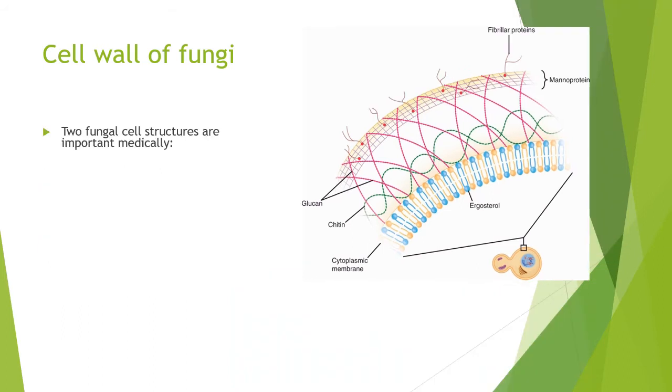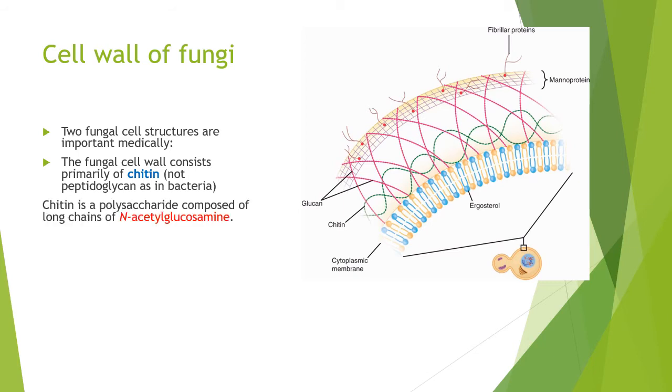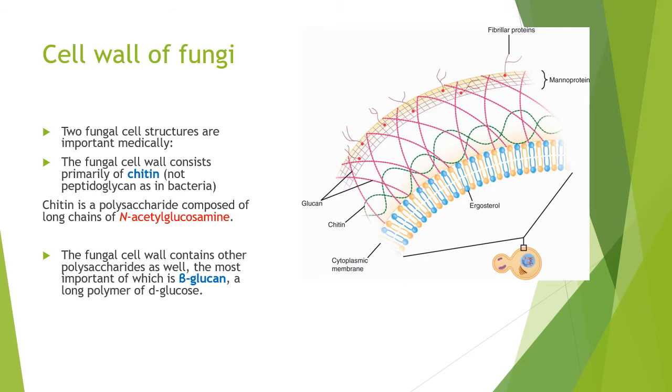There are two important cell structures for us to know. Why? Because we use these structures for the diagnosis of fungi. The first structure is chitin, which is part of the fungal cell wall, and it's not a peptidoglycan layer. It's different. It's a polysaccharide layer that has long chains of N-acetylglucosamine. And there is another important polysaccharide structure, known as beta glucan. This is a long polymer of D-glucose.